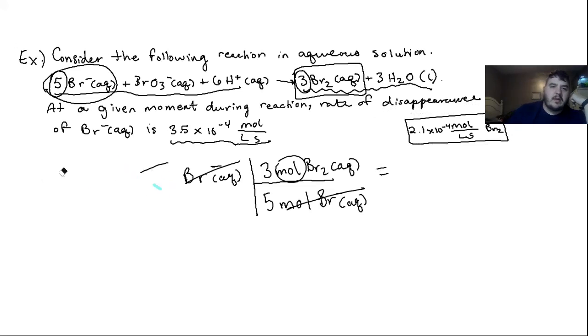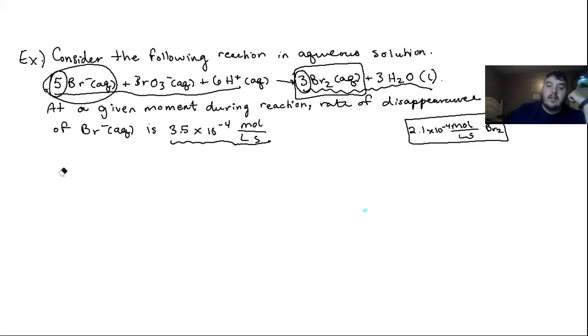Now remember what part B was: what was the rate of disappearance of H⁺? So the hydrogen, notice it's a reactant. So that's why we're asking for the rate of disappearance, because again, for this reaction to occur, disappearance needs to take effect on the reactant side for appearance to take effect on the product side. So now we're going to use the same concept. We know that the rate of disappearance for bromide is 3.5 times 10 to the negative 4.